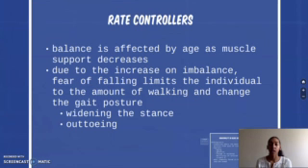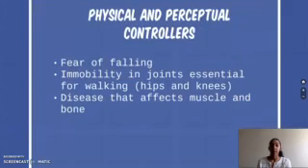Rate controllers. So balance is affected by age as muscle support decreases. Due to the increase of imbalance, fear of falling limits the individual to the amount of walking desired and changes the gait posture. So widening the stance and out-toeing would be differences in posture that you would see. So physical and perceptual controllers: fear of falling, immobility in joints essential for walking, which is hips and knees, and then disease that affects muscle and bones. So as we talked about, osteoporosis is one that does affect the bones.